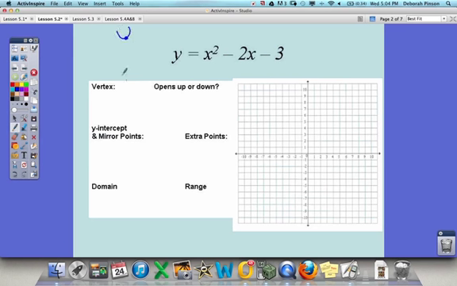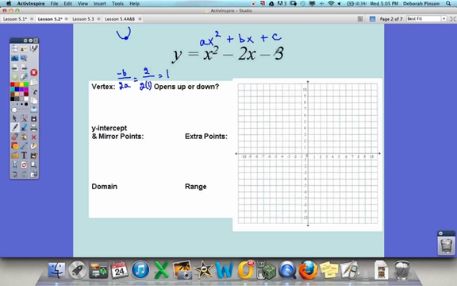Now, here's how you go about doing that. This equation is written in this form right here. To find the x part of the vertex, you're going to find negative b over 2a. So negative b, negative 2 is positive 2 over 2a. So 2 over 2 is 1. So the x part of your vertex is 1.